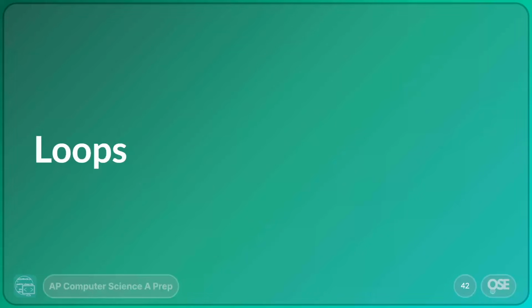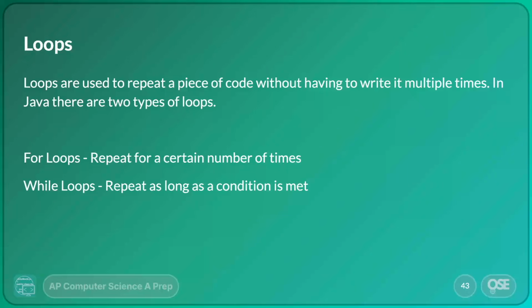Now let's move on to loops. Loops are used to repeat a piece of code without having to write it multiple times. In Java, there are two types of loops. For loops repeat a certain number of times, while loops repeat as long as a condition continues to be met.